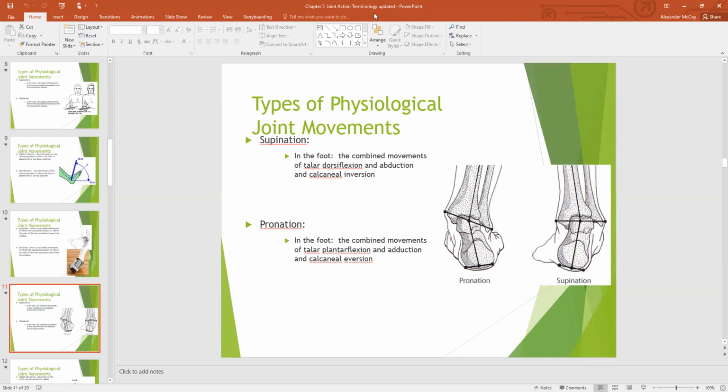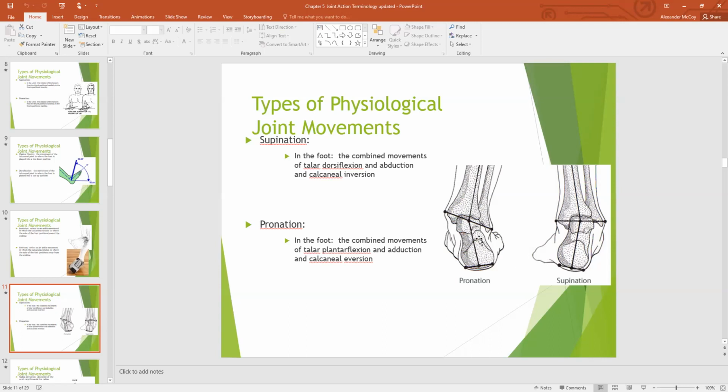Again, we're taking that talar, the upper part of the ankle, the upper bone, that upper joint, going up towards the shin and outward, and then the calcaneus is going inward. Hopefully that helps you. Here's a picture right here. We see the talar dorsiflexion, so it's going up and out, and then calcaneal inversion. Then pronation is just the opposite, okay?